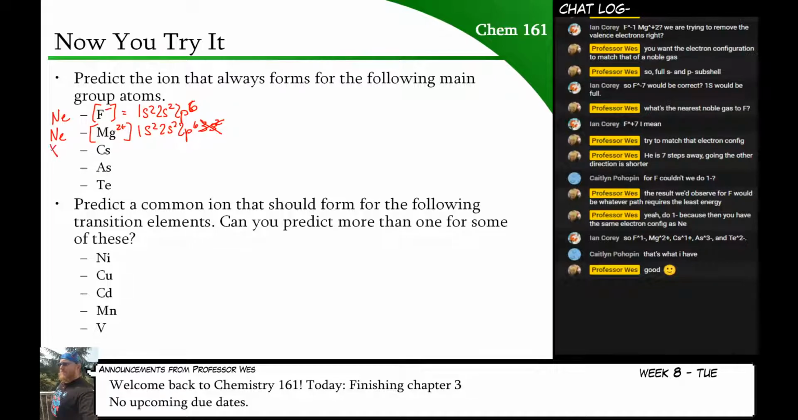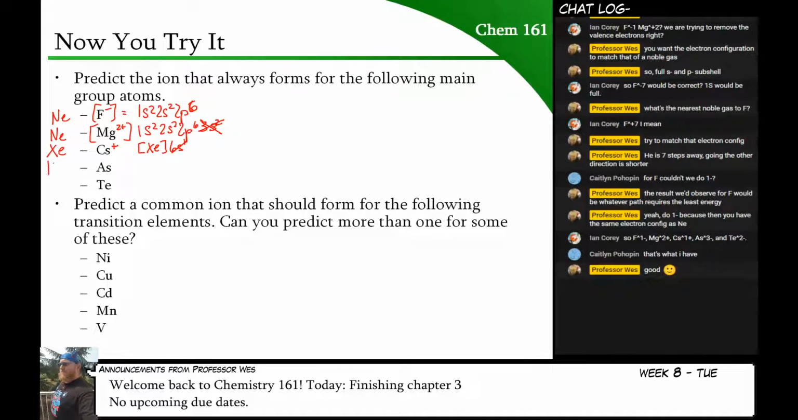For cesium, the nearest noble gas is xenon. And the noble gas configuration for cesium, we could just do this, right? Well, to make it look like xenon, there you go. So this is the ion it forms.